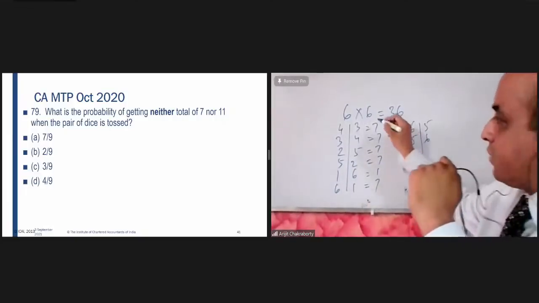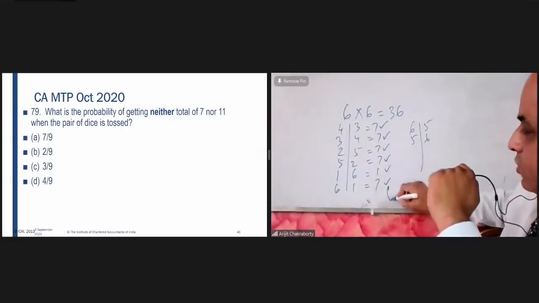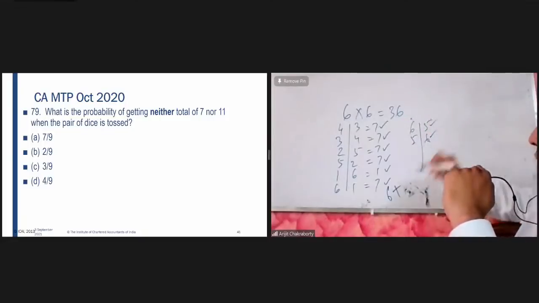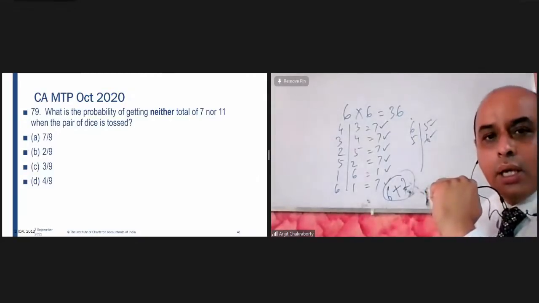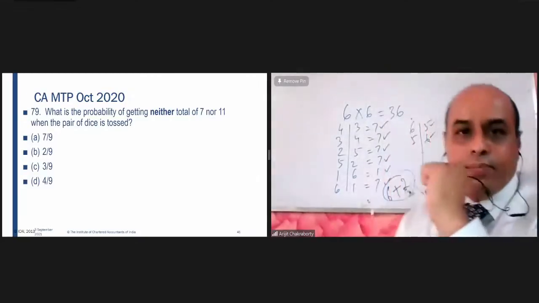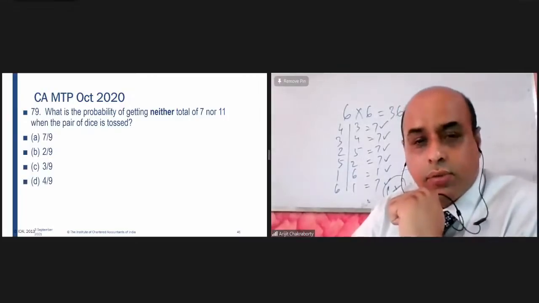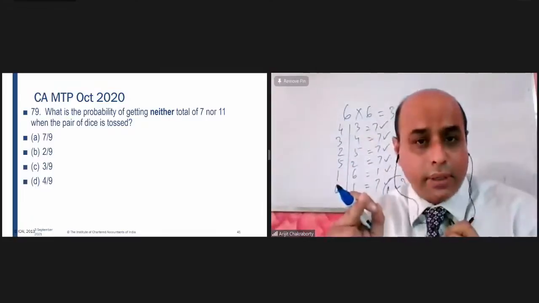So I can get 7 in how many ways? 1, 2, 3, 4, 5, 6. 6 ways. Plus 2 ways, 6, 5 and 5, 6. I can get 11. So I'm writing 6 plus 2, 8. That means to get 7 or 11, please note what I'm saying very carefully. To get either 7 or 11.